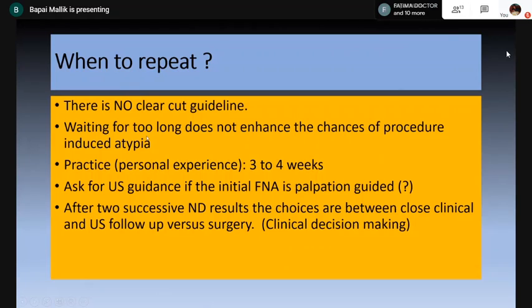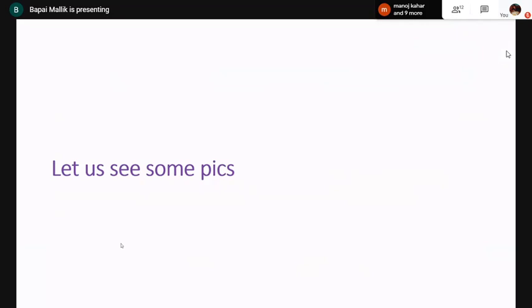In my personal experience, I use around 3 to 4 weeks, sometimes 5 to 6 weeks, depending on what I have seen, and ask for ultrasound guidance. Of course, if the initial FNA has been palpation guided, I ask for an ultrasound-guided FNA, and that is a recommendation. After 2 successive non-diagnostic results, the choices are between close clinical follow-up or going straight for surgery. This is a part of the clinical decision-making procedure for the clinician to decide.